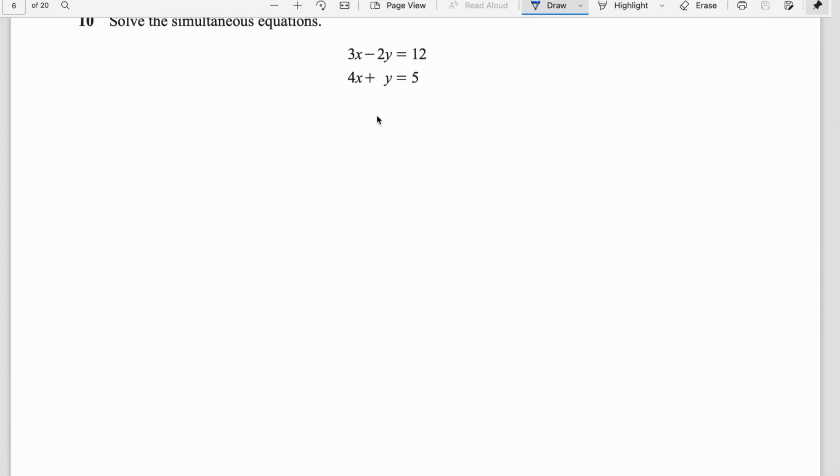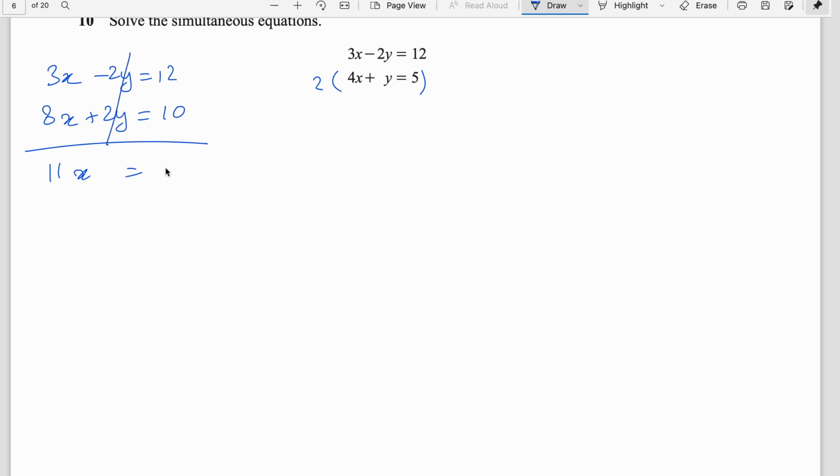Solve the simultaneous equations. If I multiply the second equation with 2, I'll have both of these as 2y. So going for positive 2y, 3x minus 2y is equal to 12. 8x plus 2y is equal to 10. Now add these. 8 plus 3 is 11x. You eliminate them, 10 and 12 is 22. x equals 22 by 11. x is equal to 2.